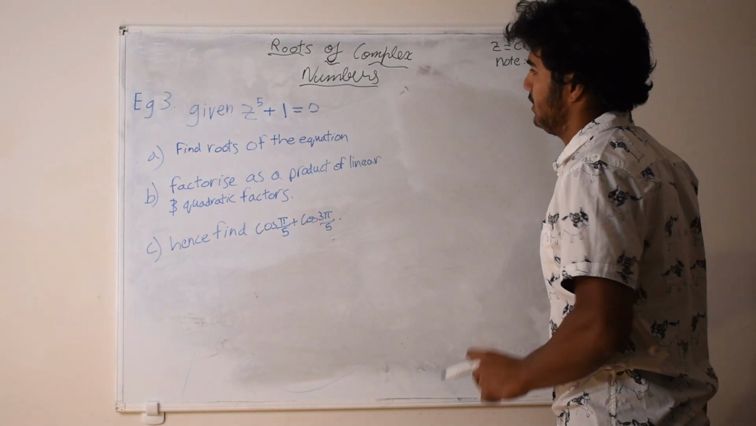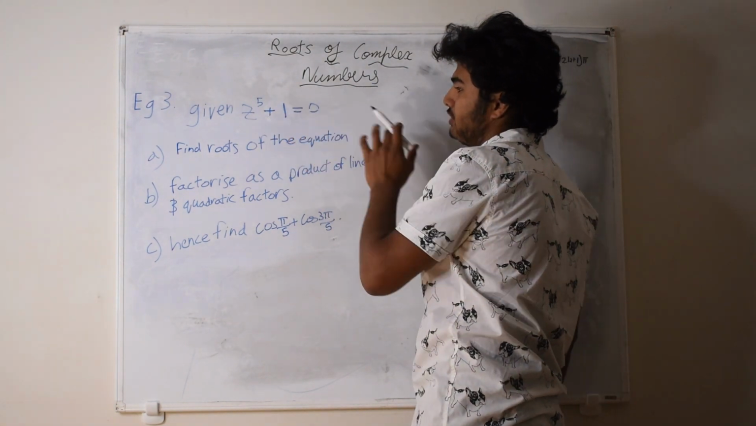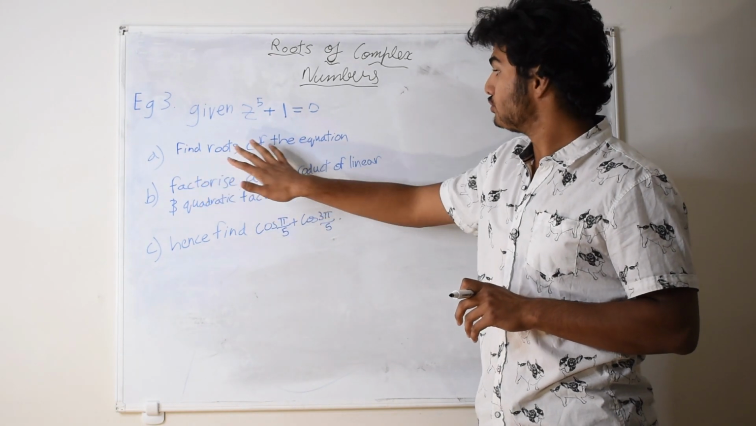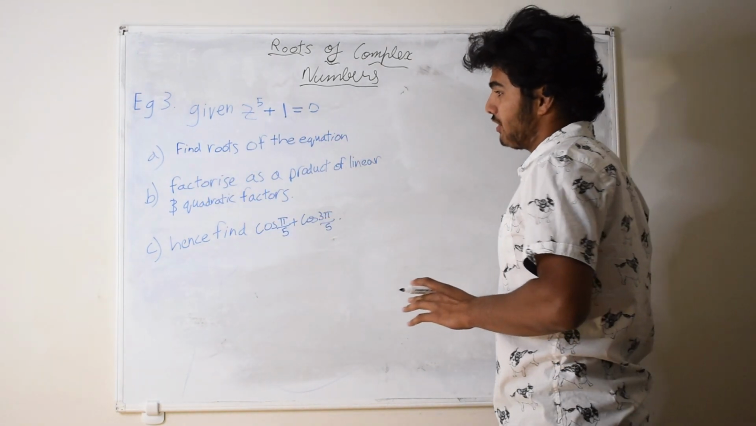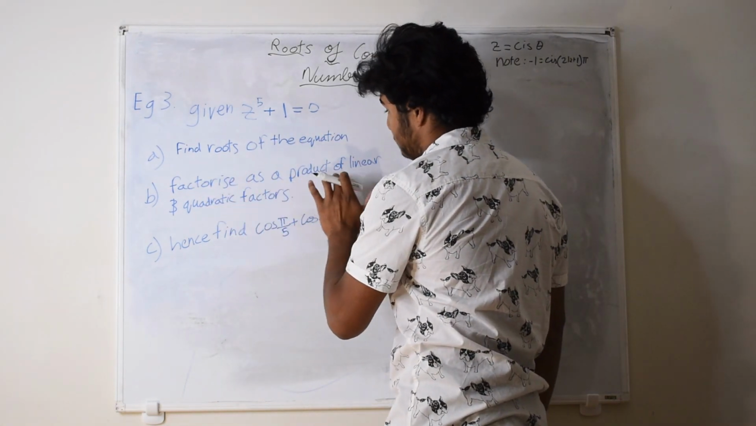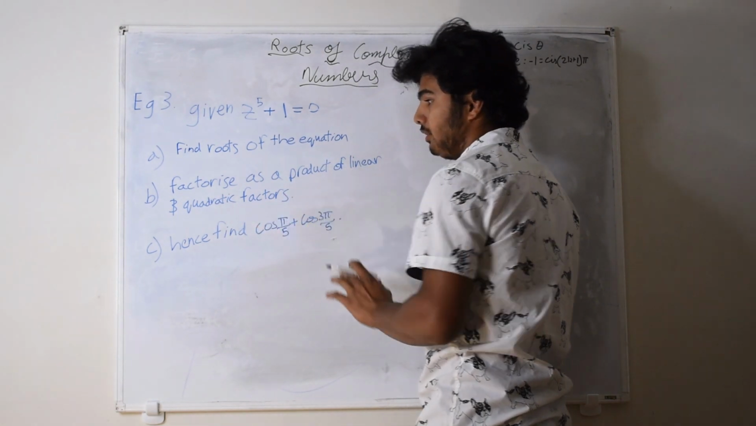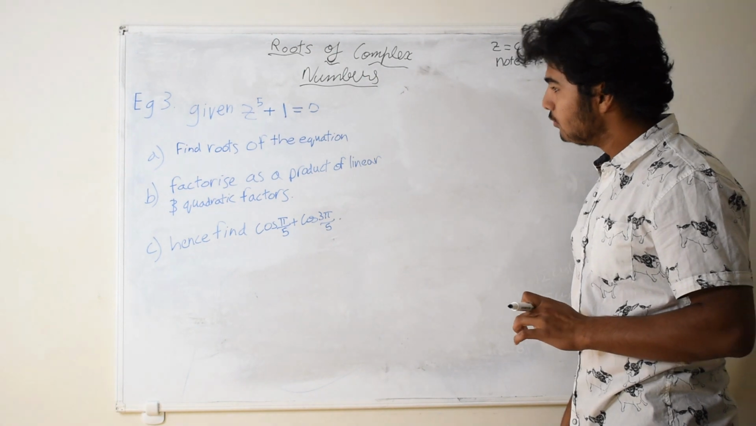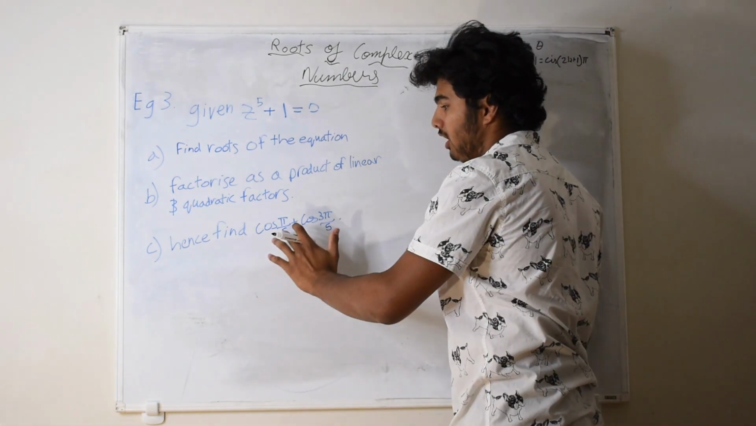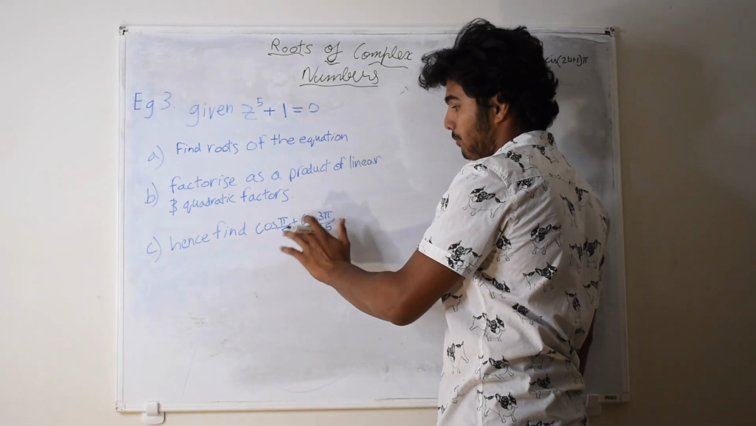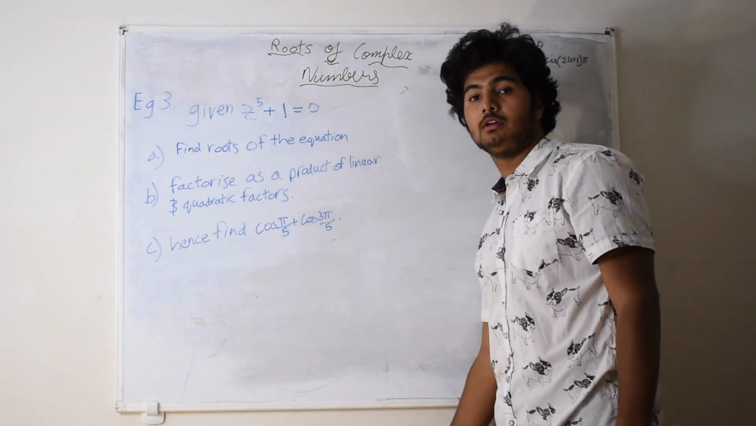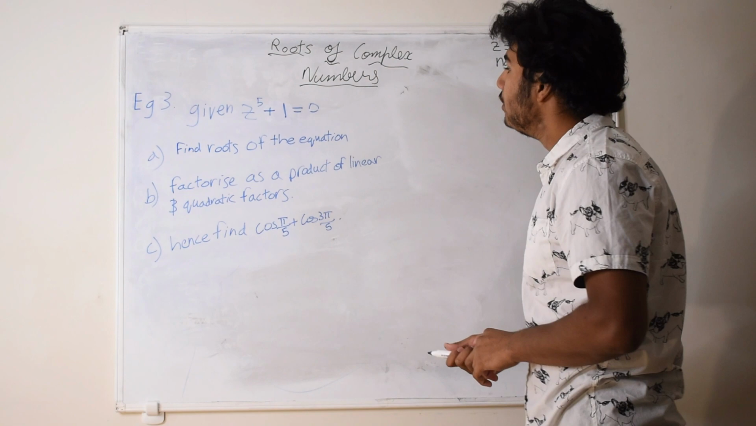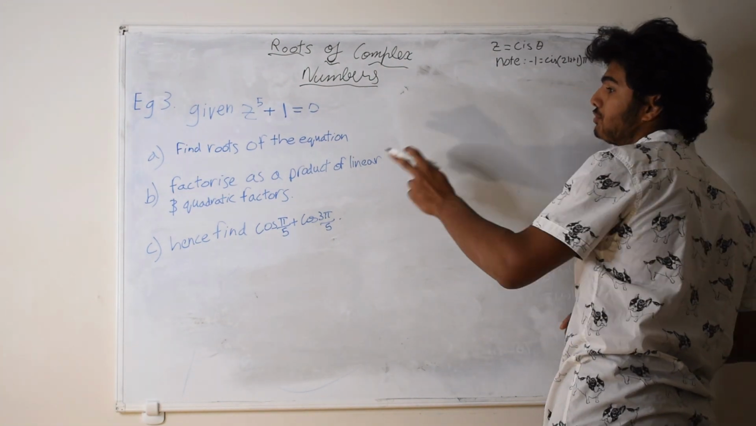It says, given z to the power of 5 plus 1 equals 0, A, done this plenty of times, find roots of the equation. Very straightforward. B, factorize the product of linear and quadratic factors. Little bit different, but won't be that bad. And then C is just hence find cos pi upon 5 plus cos 3 pi upon 5, which is straightforward as well. So we'll start with A, find roots of the equation.